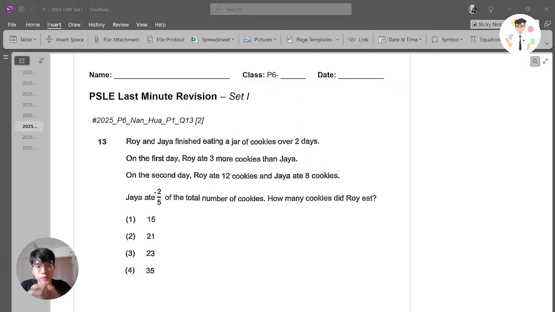Welcome back to digital class, and now we're looking at PSLE last minute revision set number 1. So let's look at the first question from Nanhua paper 1 question 30.